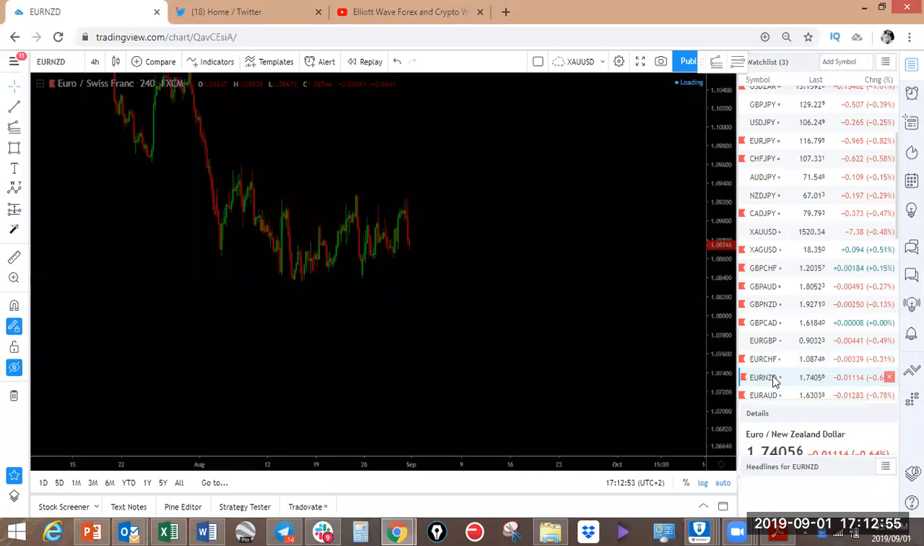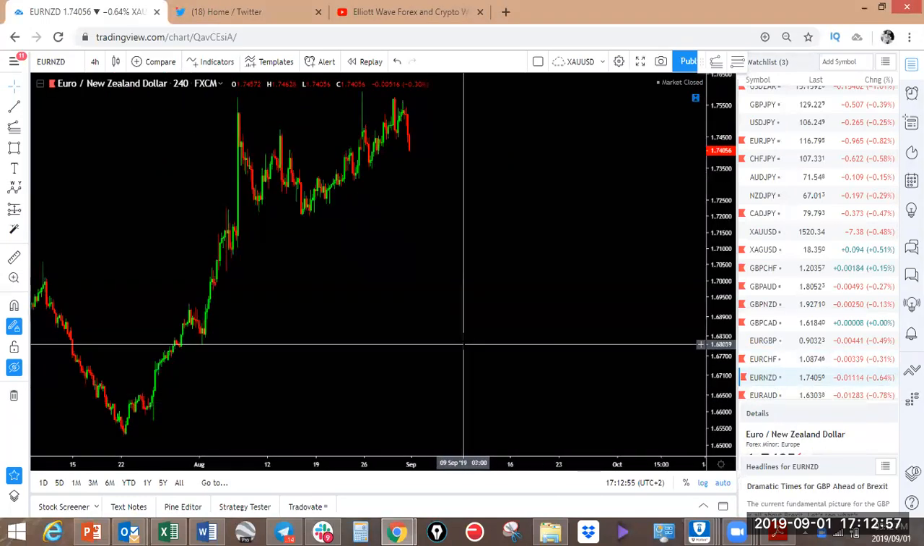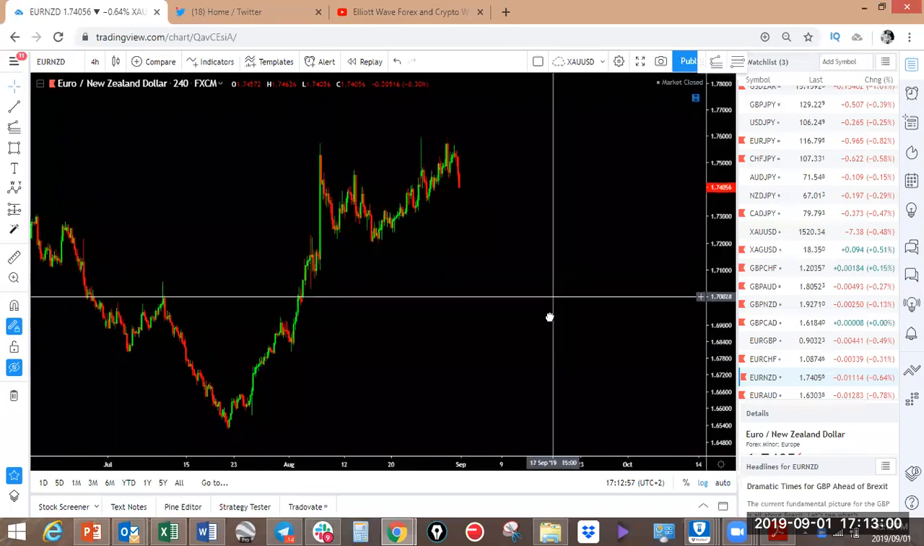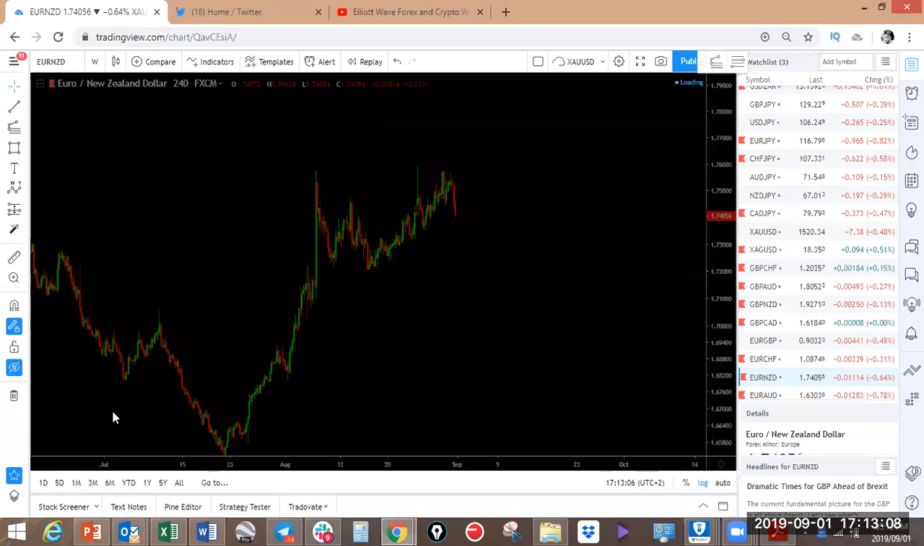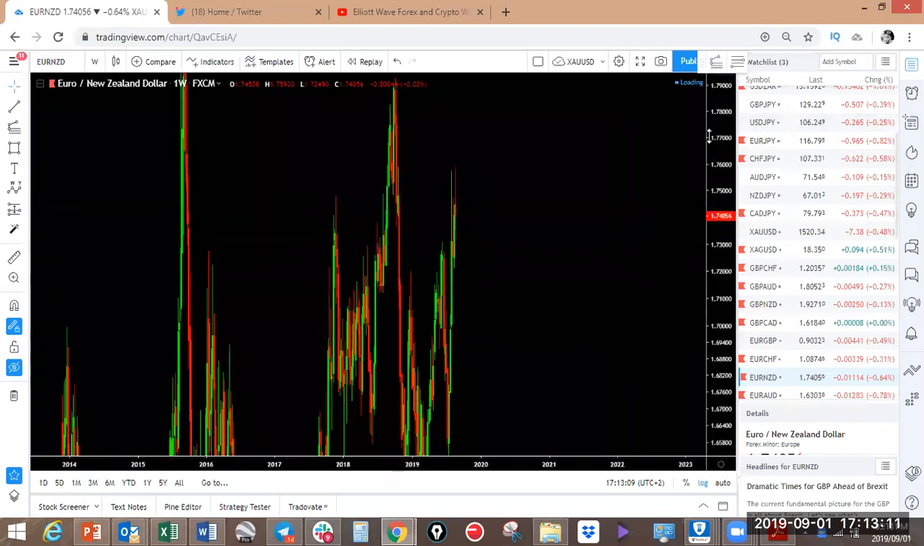Euro New Zealand. Now, Euro New Zealand, you've got a nice impulsive move to the downside there. Let's look at the weekly first and see the structure that we're looking at. Looking at the weekly.